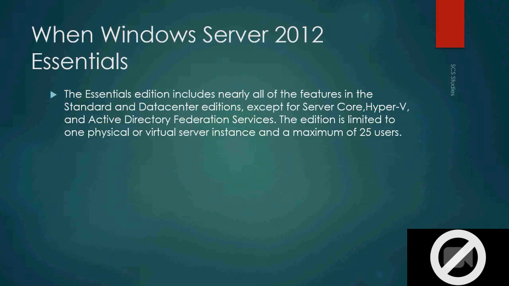This is the service level difference, and it also has a difference in licensing. It only supports one physical or one virtual instance. That means it can be installed on a physical server or machine, or it can be installed in a virtual machine. Each virtual machine needs one Essential license, and it supports a maximum of 25 users. This is the limitation of Essential.